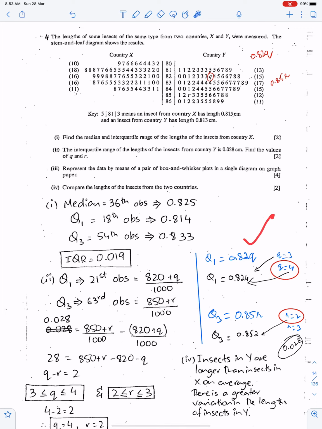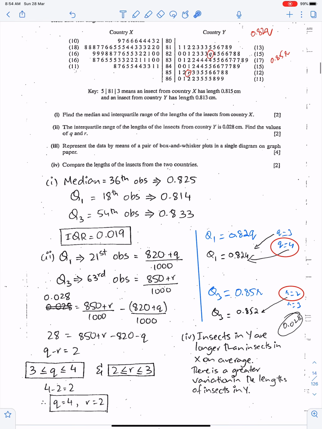And then get Q3. Q3 will be this observation. Q3 is the 63rd observation, which is this. 0.85R. It's here. Now see, since a stem plot is always in ascending order, the value of Q is either 3 or 4, and the value of R is either 2 or 3. Now you have to use the trial and error method. So first suppose Q is 3, then this number will become 0.823. And suppose R is 2, so 0.852.